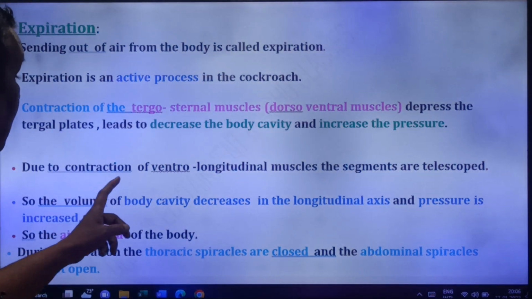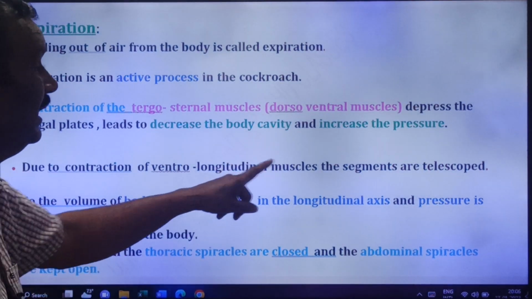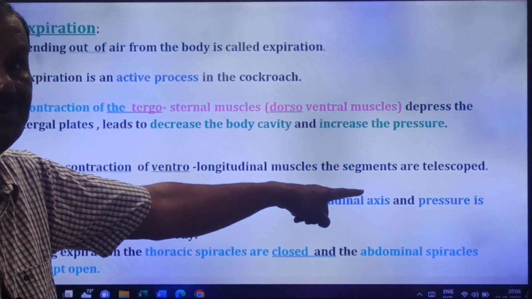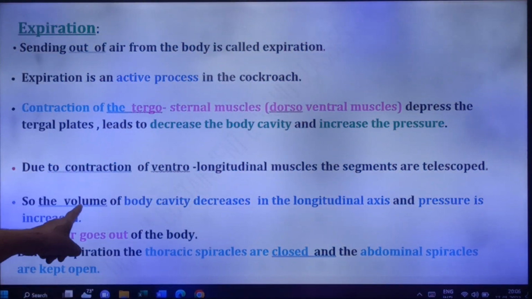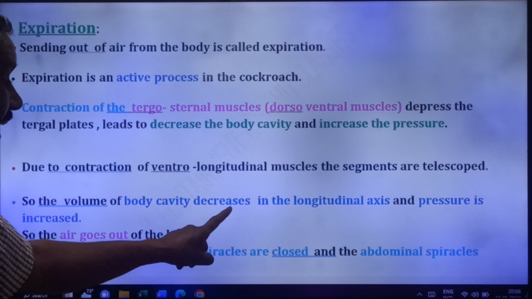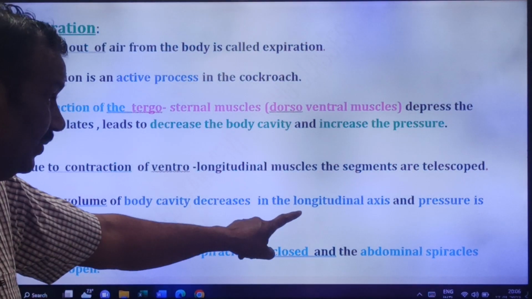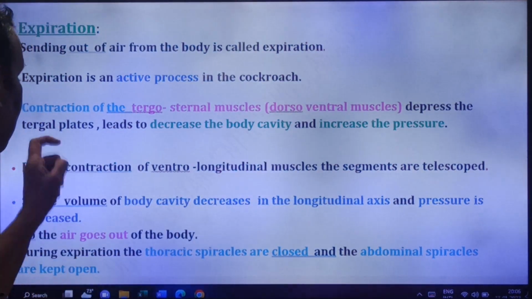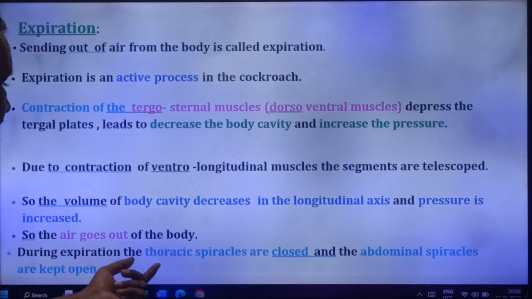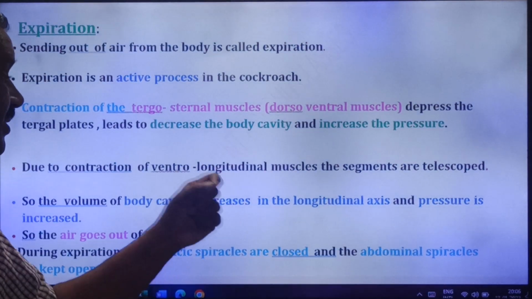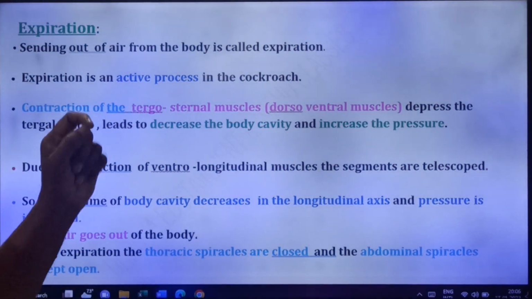So friends, due to contraction of ventrolongitudinal muscles, the segments are telescoped. So quite opposite to inspiration, friends. Now, the volume of the body cavity decreases in the longitudinal axis and pressure is increased. So the air goes out from the body. Okay, friends. Now, during expiration, the thoracic spiracles are closed and the abdominal spiracles are kept open.